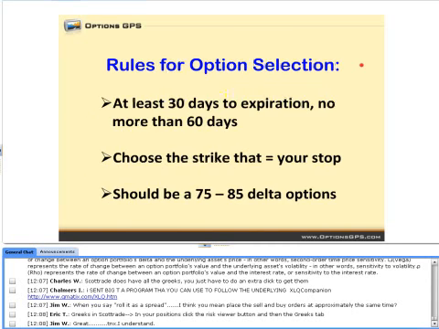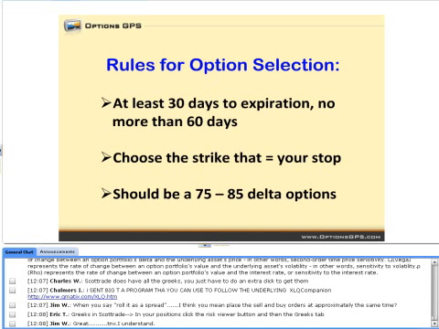Big point, of course, is choosing the proper option. You're going to choose that 30 to 60 day range for the option. We're going to choose the strike that's equal to your stop. And again, that is a guideline. It doesn't mean that is definitely the one, but that's your guideline. You want to find the option that has the 75 to 85 delta range.